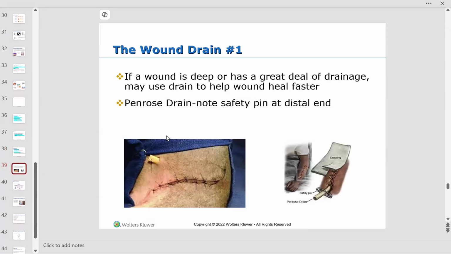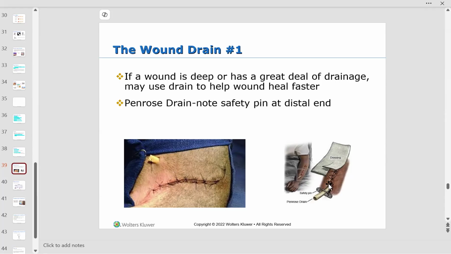So then sometimes we need a drain. If a wound is deep and there's a lot of drainage, we will sometimes put a drain in to help the wound heal faster and prevent infection. This is a Penrose drain. It looks like a ZD, and it's got a safety pin at the distal end. It is an open dressing or open drain.